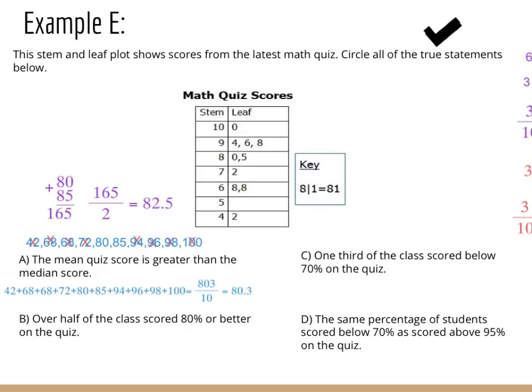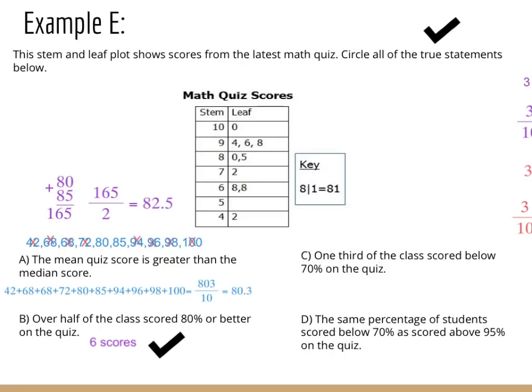So let's go on to letter B here. Letter B says over half of the class scored 80% or better on the quiz. So let's see how many scores are at 80% or higher. We've got an 80, an 85, a 94, a 96, a 98, and a 100. So that is 6 scores. Now, since we know there are 10 scores total, is 6 more than half of 10? Well, half of 10 would be 5. 6 is more than that. So this statement is true.